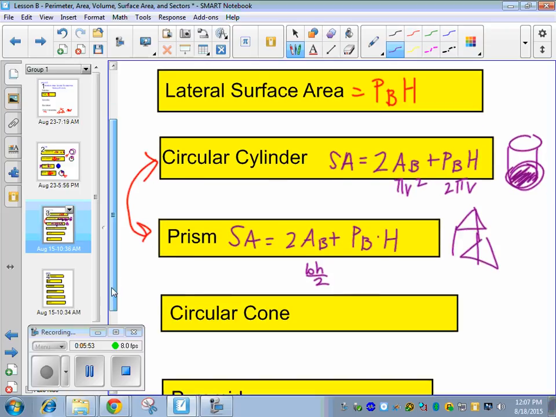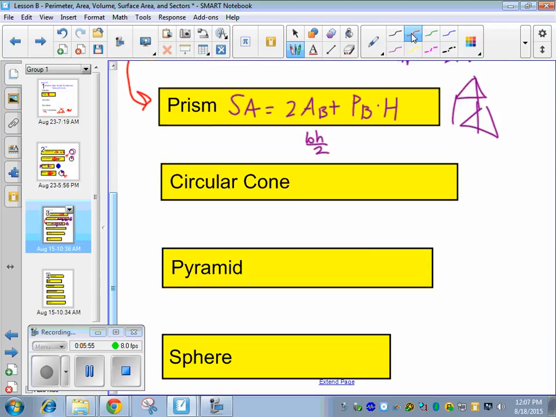All right, circular cone and pyramid. These are the same formulas. You probably forgot them. You saw them in Algebra 1 briefly at the very end of the year if you had Saxon math. If you're a 7th grader, maybe not. All right, so for surface area of a cone, it's area of the base plus perimeter of the base times L divided by 2. For surface area of the pyramid, it's the same thing.